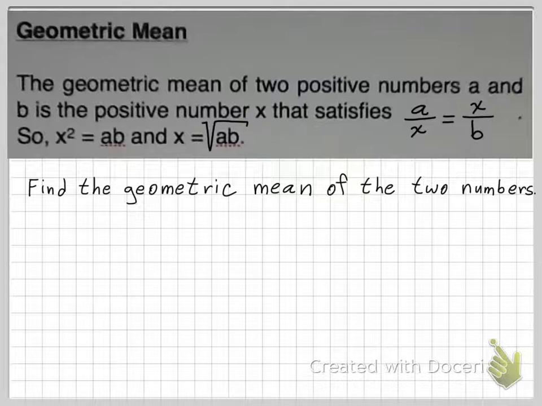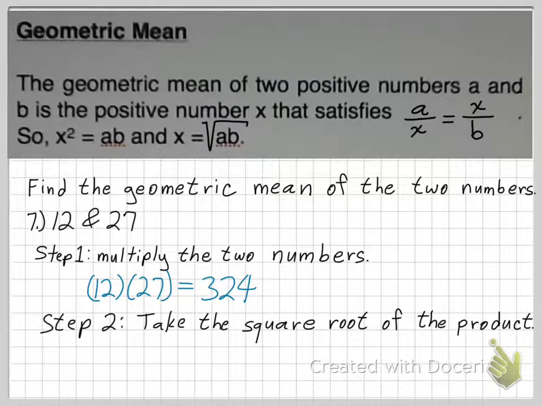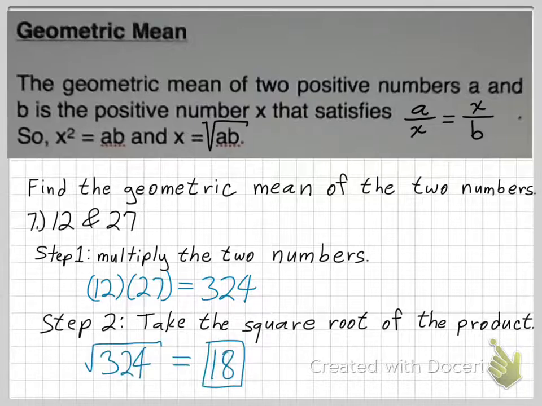So let's try that. Find the geometric mean of two numbers, and let's say those two numbers are 12 and 27. So remember what I just said. Step one is to multiply the two numbers. So we have 12 times 27 is 324, and then step two is to take the square root of that number, the square root of the product. So the square root of 324 is 18. So the geometric mean of 12 and 27 is 18.